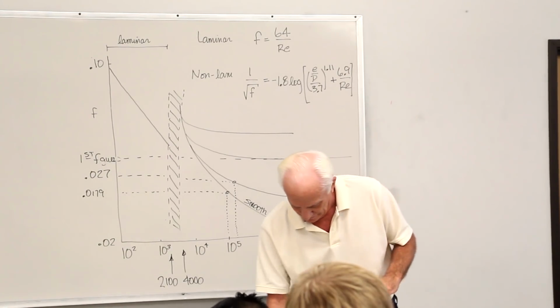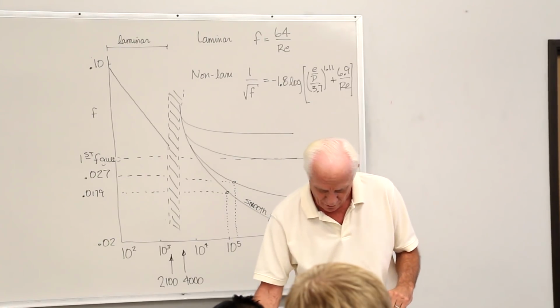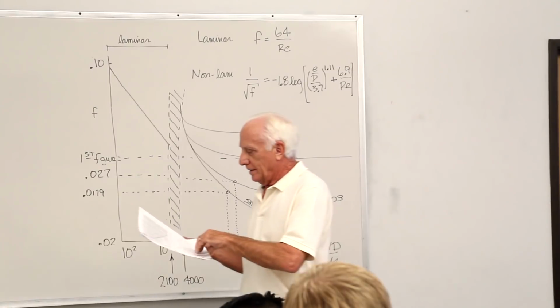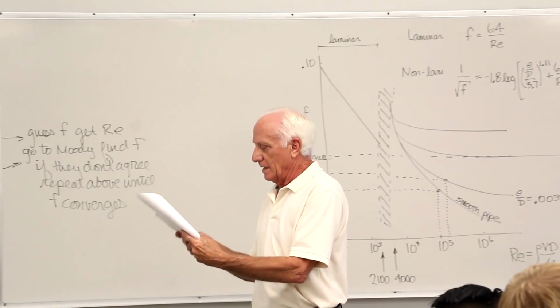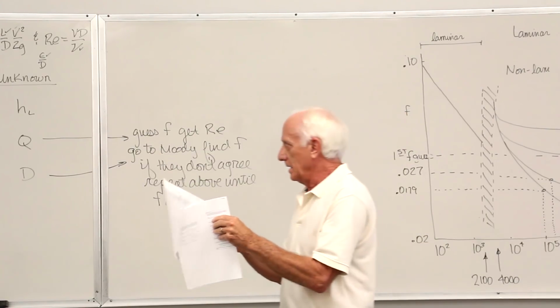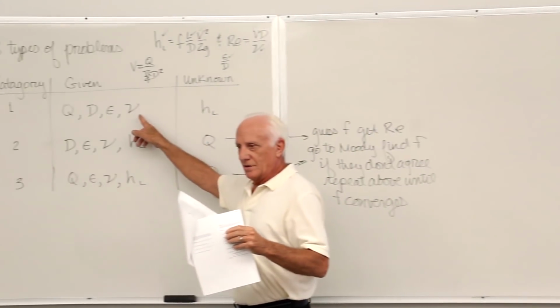Okay, so anyway, that's part 2 of what I gave you. So here's what I gave you last time. On the handout I gave you, example 711 is a category 1 problem.